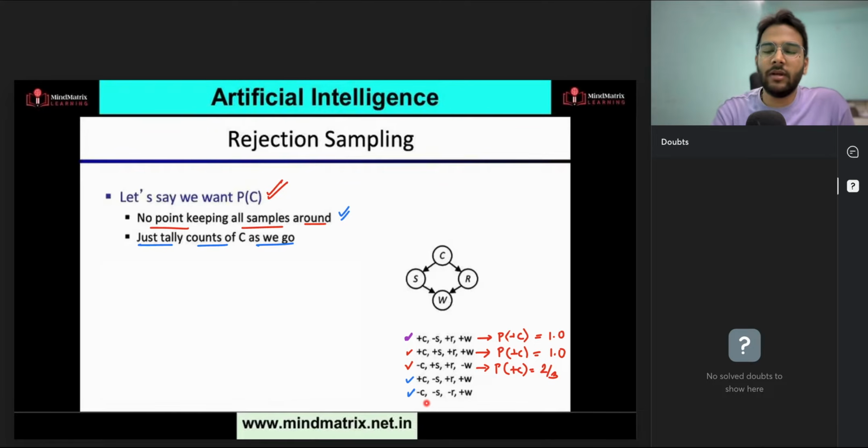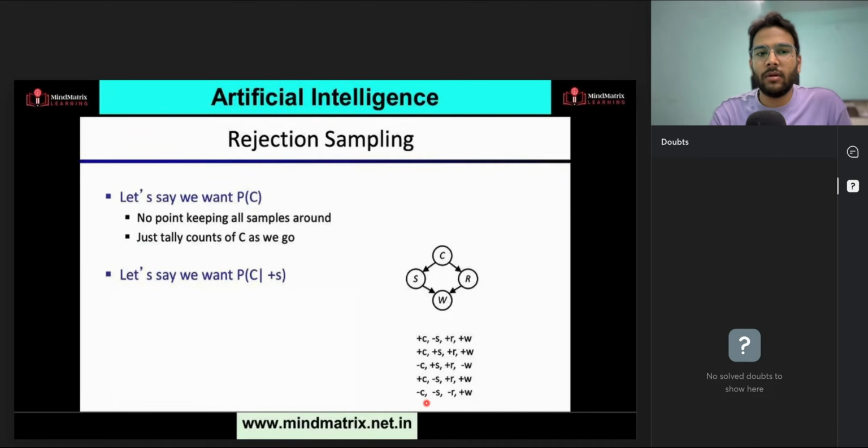But when will there be a problem? Let's say we want to calculate this now: probability of C given it is sprinkling. Then now you have the problem. If I want to calculate this, what should I do now? Out of all these samples, which should I consider? Just think about it logically. What should I do?